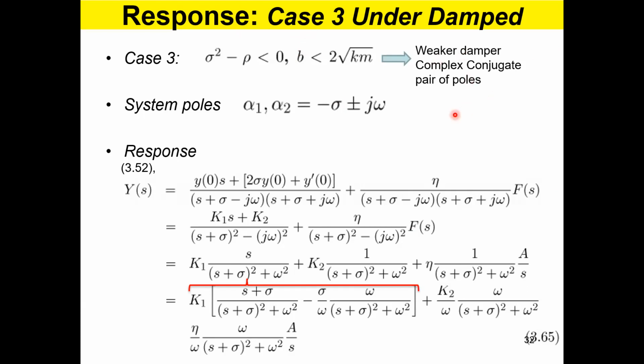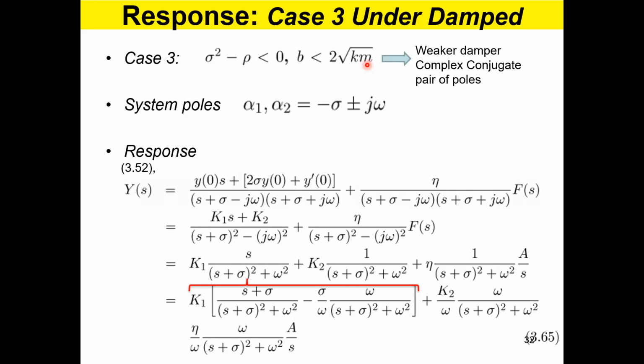Case 3 is when sigma square minus rho is less than 0, right? Which means B is less than 2 square root km. So which means the damper is weak and spring action is dominant. Spring action means the oscillation. Now you would probably see the oscillation for the first time in the shock absorber design, okay?